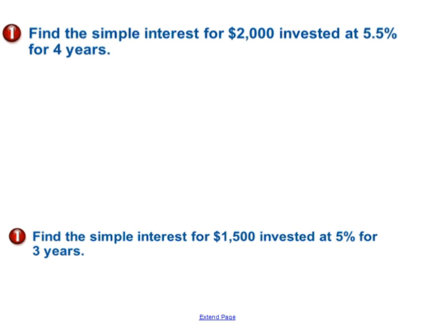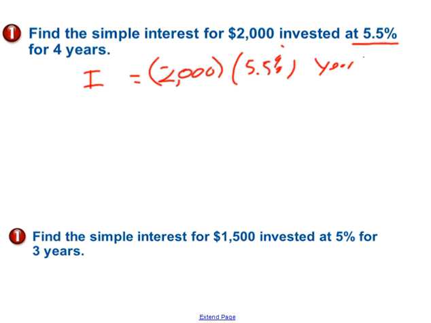Find the simple interest for $2,000 invested at 5.5% interest for 5 years. So let's say the interest that you earned is equal to the $2,000 times the interest rate, which is 5.5%, times the number of years. All right, so $2,000 times 5.5%, I need to write in decimal form, so that's 0.055, times the number of years, in this case, which is 4 years.